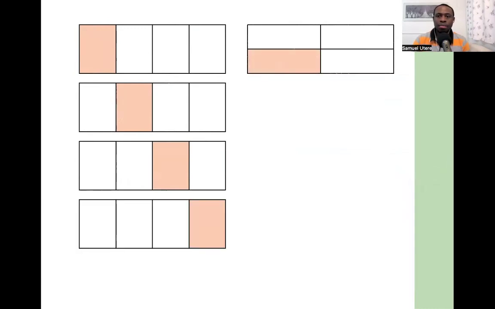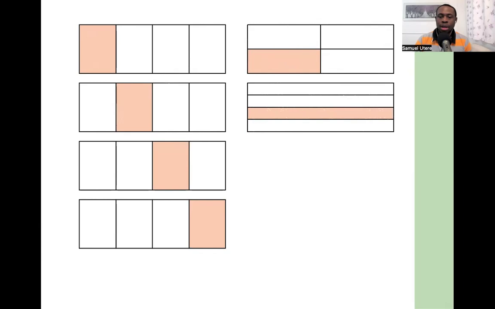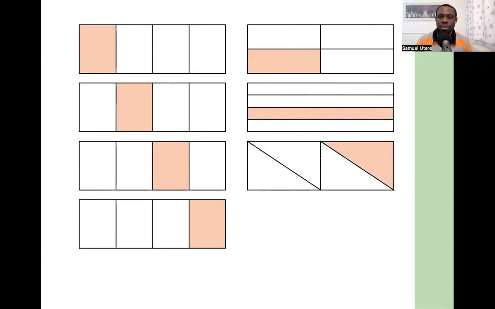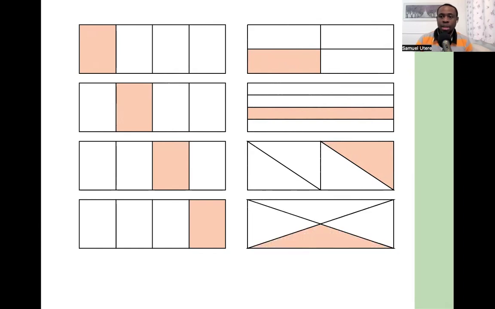We could also have the rectangle split into this number of equal parts, and also that one, and also that one. They all represent a quarter, and they are actually equal in area. You may be wondering, is that true? Of course, we'll explore it in our subsequent lessons.